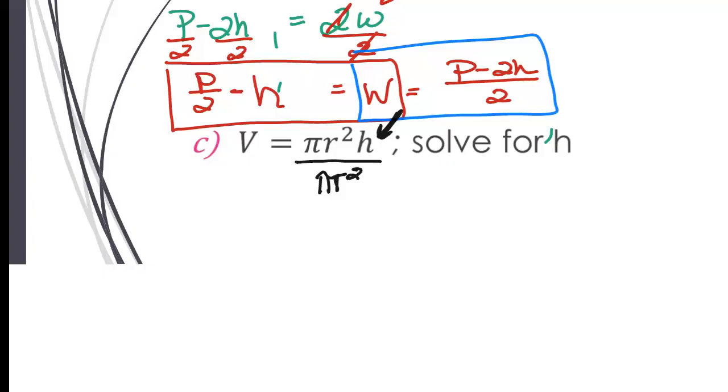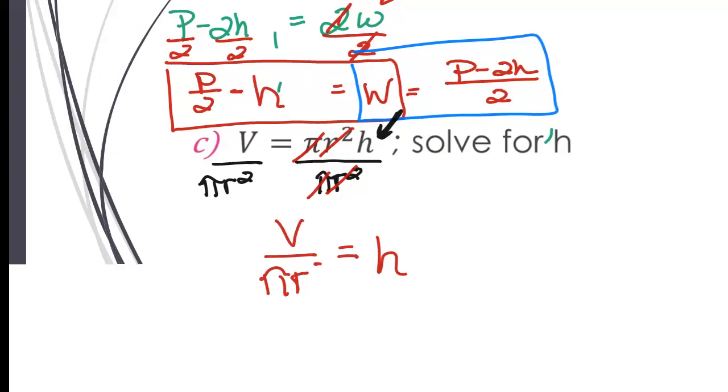So if I divide by pi r squared here, I need to divide by pi r squared over here. What happens to everything on the right? It's going to simplify out, right? And so I have H equals V divided by pi r squared. Excellent.